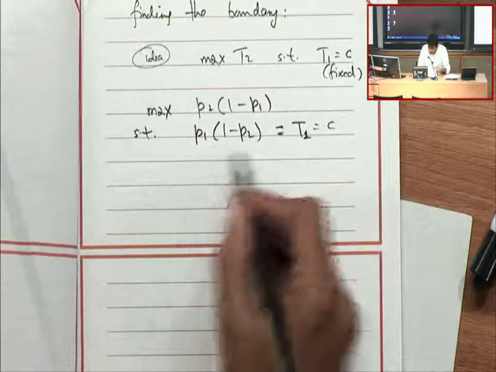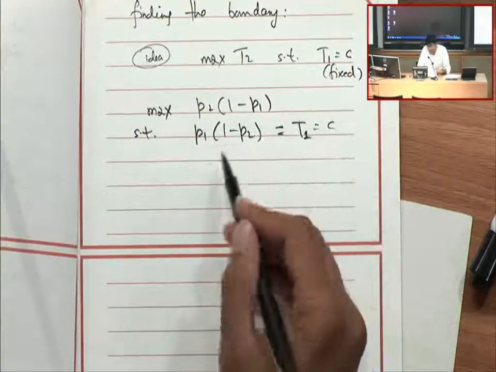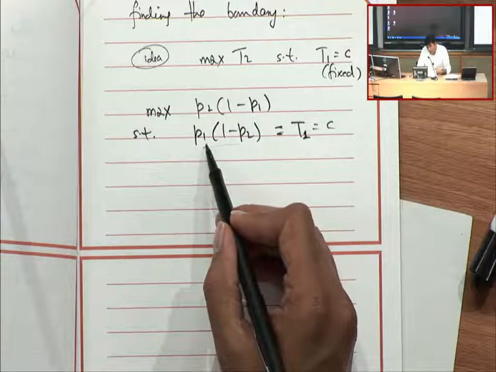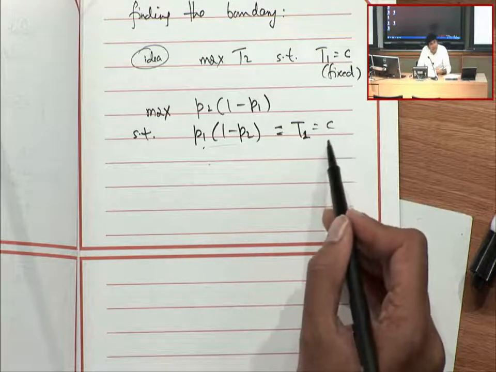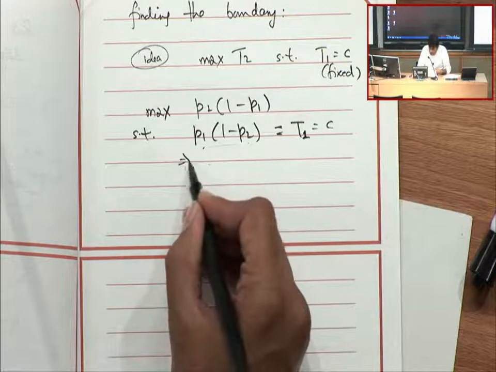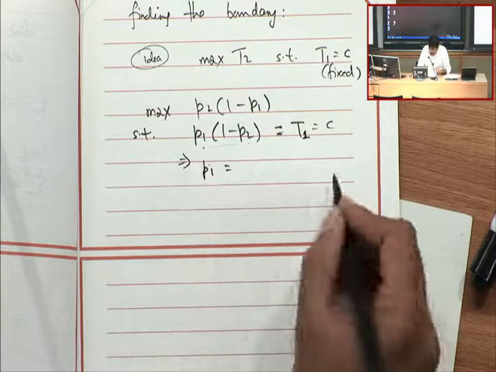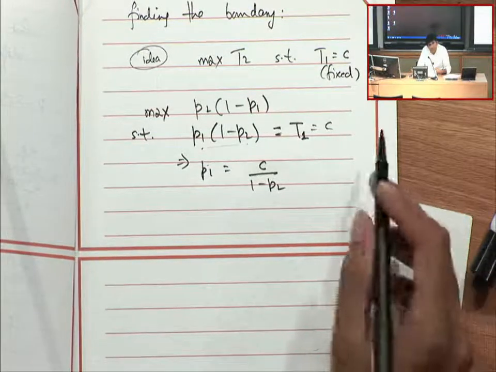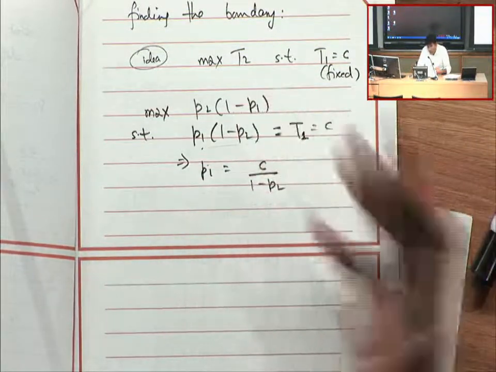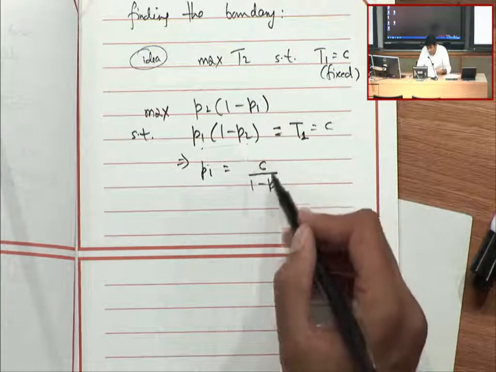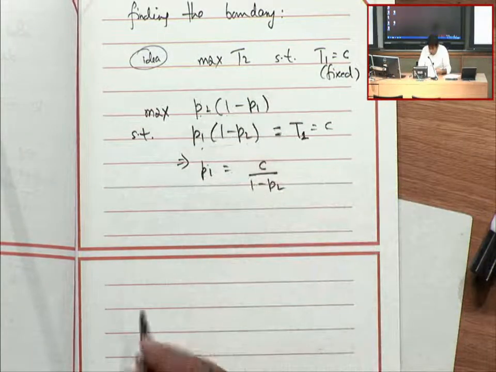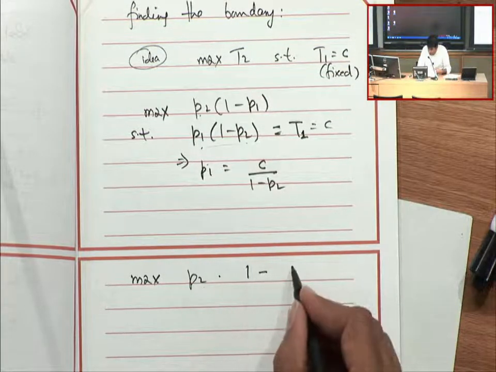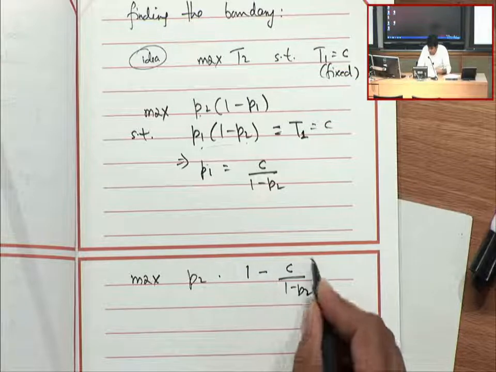Simple enough. This second relationship basically says that whatever I choose for P1, P2 is going to end up being fixed because of this constant. So this implies, for example, that P1 can be rewritten as C over 1 minus P2. Once I fix T1, there's a relationship established between the two. Let's put this back into our first equation. So I get maximize P2 times 1 minus C over 1 minus P2.